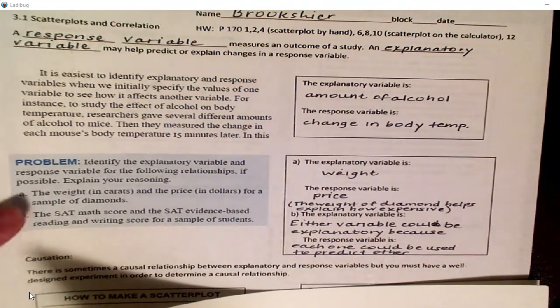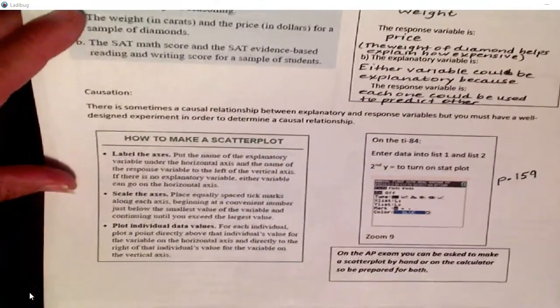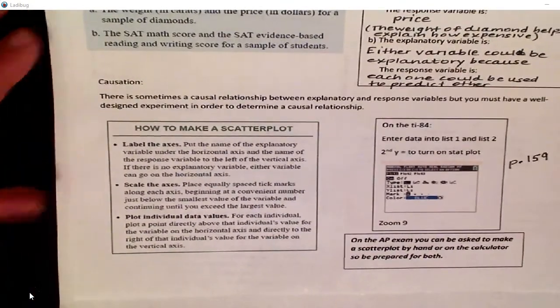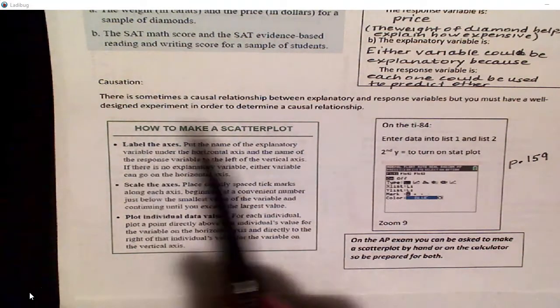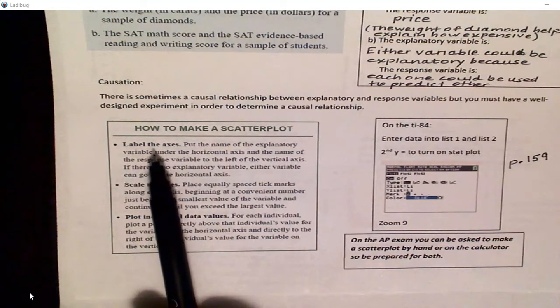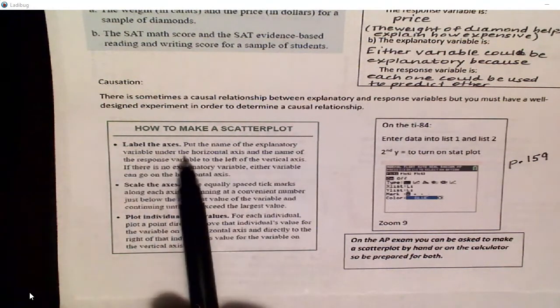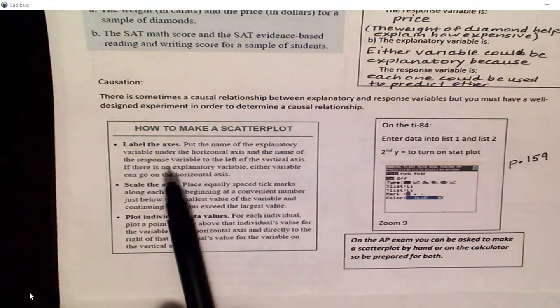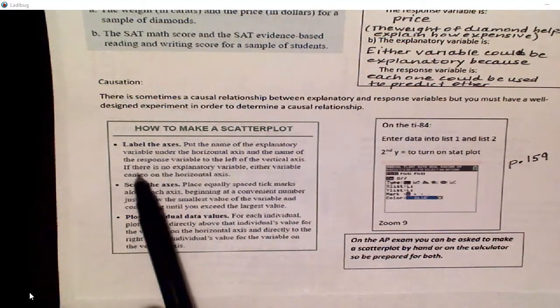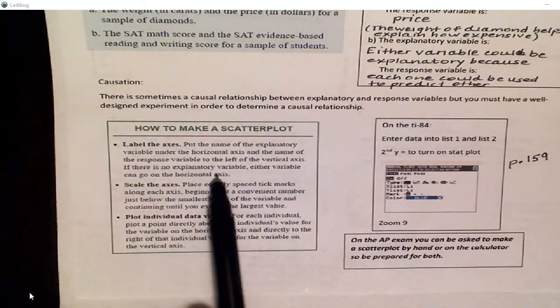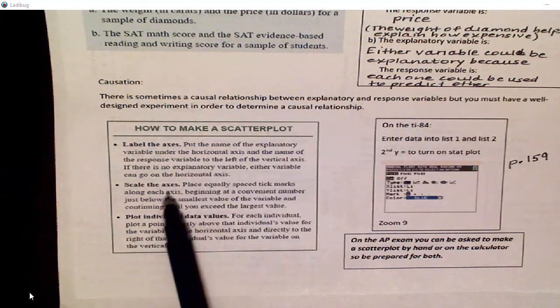Okay, so let's talk about scatterplots. You guys have made scatterplots before. When you make a scatterplot, you're going to have to do one for homework by hand, and then I want you to do one in the calculator. Make sure when you make a scatterplot, you label the axis. You need to put the name of the explanatory variable on the horizontal axis or the x-axis. The response variable goes on the vertical axis or the y-axis. If there's no explanatory variable, either variable could go on either axis, basically.